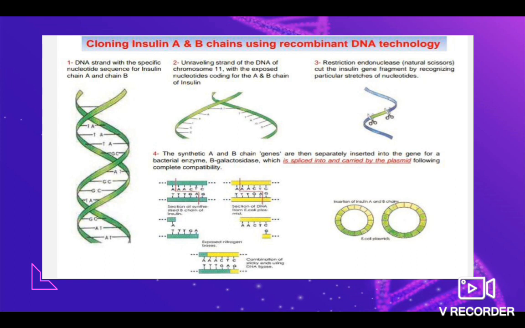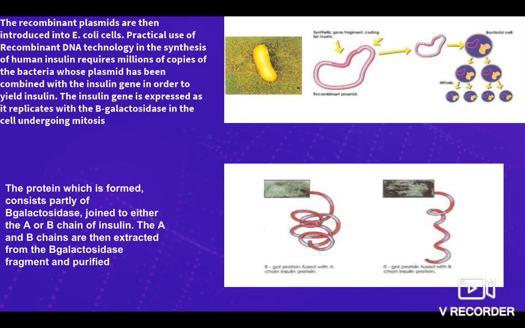Finally, the synthetic A and B chain genes are then separately inserted into the gene for the bacterial enzyme beta-galactosidase, which is spliced into and carried by the plasmid. The recombinant plasmids are then introduced into E. coli cells. The insulin gene is expressed as it replicates with the beta-galactosidase in the cell undergoing mitosis. Each time the plasmid divides, A and B chain insulin protein is formed.